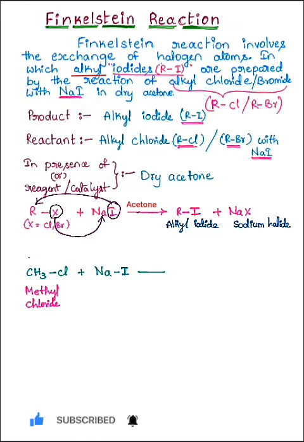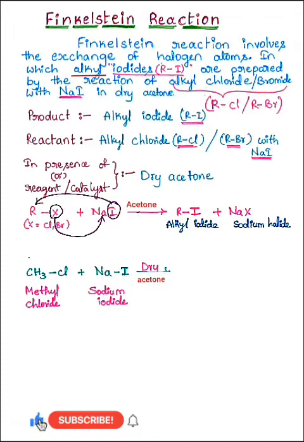Now see the halogen exchange between this methyl chloride and sodium iodide, in the presence of dry acetone. Basically we have 2 halogen atoms on the reactant side. One is chlorine in methyl chloride and another is iodine in sodium iodide. In this methyl chloride, we are just replacing the chlorine with iodine. That means we are exchanging the halogen. Chlorine and iodine are both halogens, right? So we are exchanging these 2 halogens.